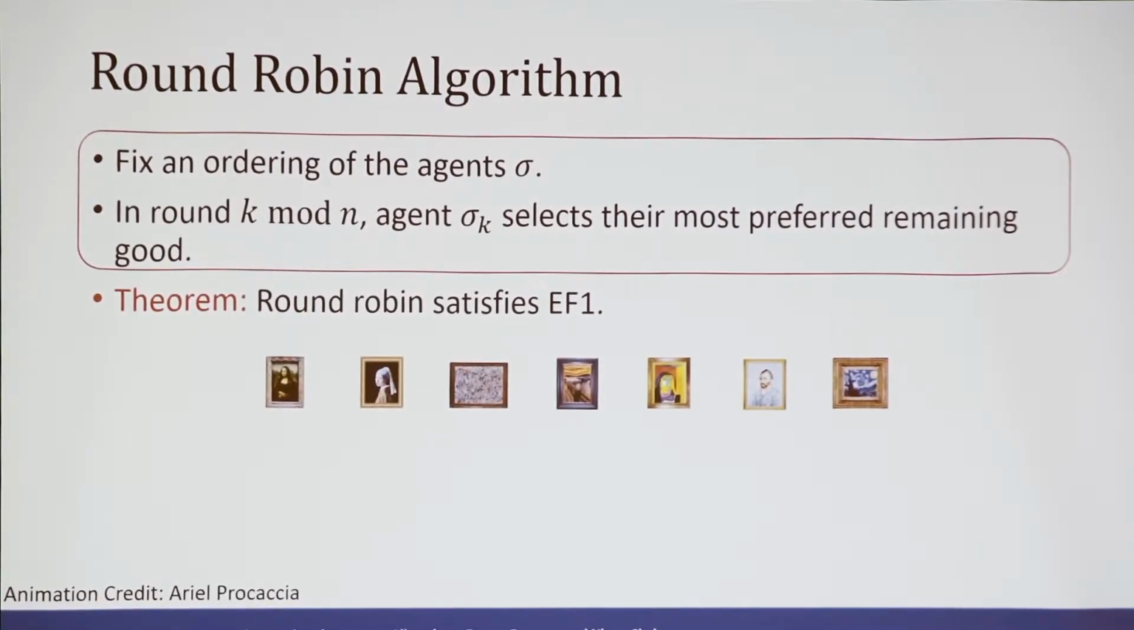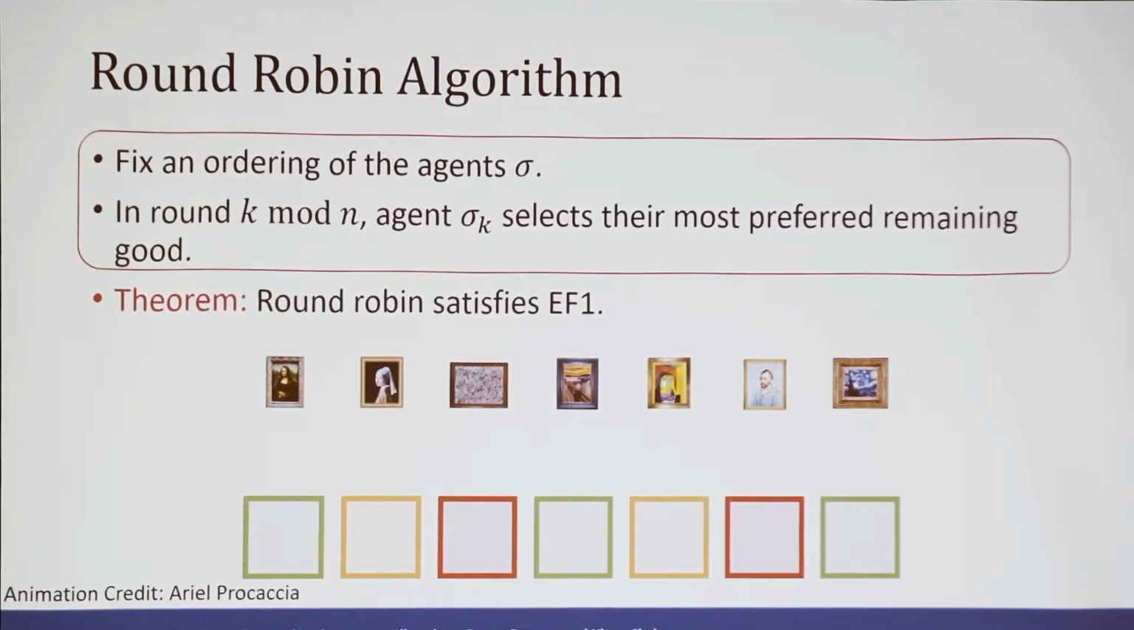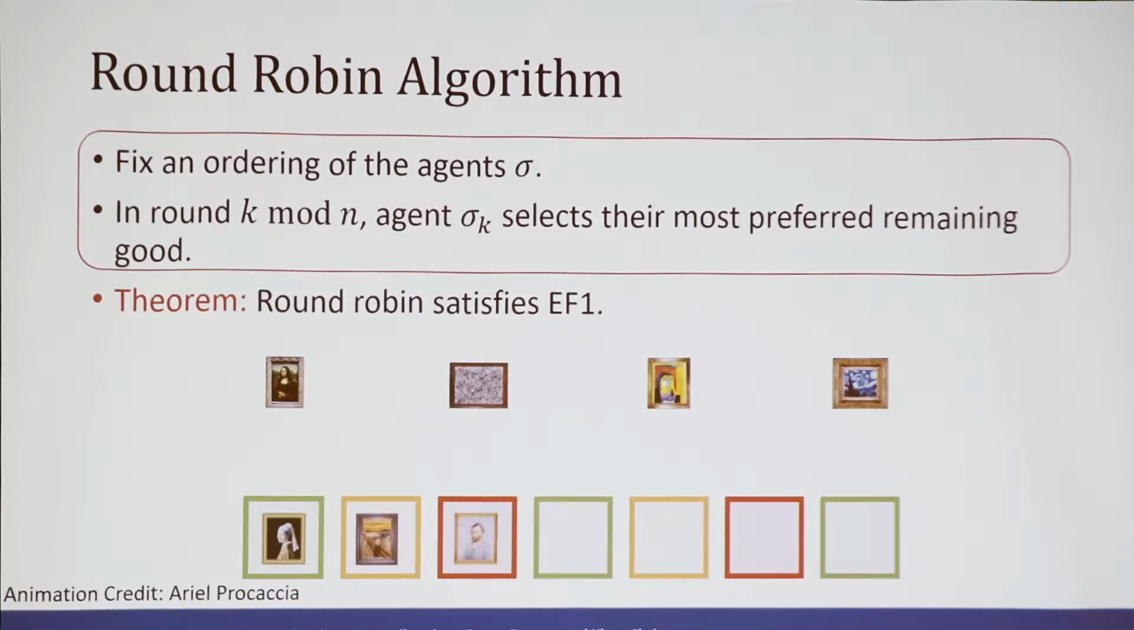And here's a little animation showing how. Animation credit to Ariel Procaccia again. So suppose we have these 7 items to allocate, and we're going to have 3 agents here, the green, the orange, and the red. So let's suppose that they pick in that order, green, then orange, then red. And maybe they choose in some order like this.